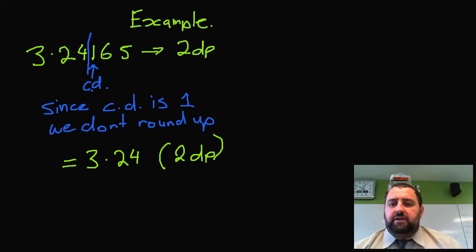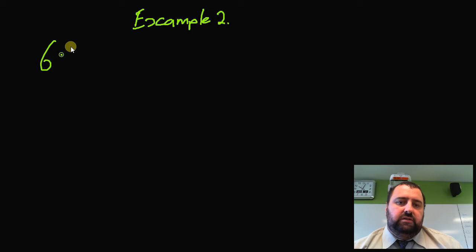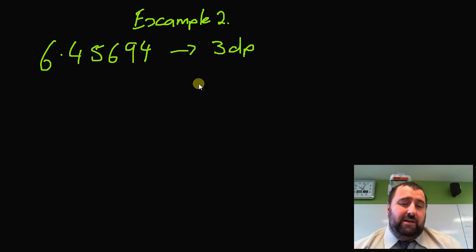And we'll do another example, but I'll clear this so that we can see it all. So, example 2. If we have 6.45694, and this one we're going to round to 3dp. Okay, so let's look at 3dp, where we're going to have 3 numbers after the decimal point. So our line's going to be here. All this is going to be cut off. These 3 are going to stay. So in this case, our 9 is our critical digit.